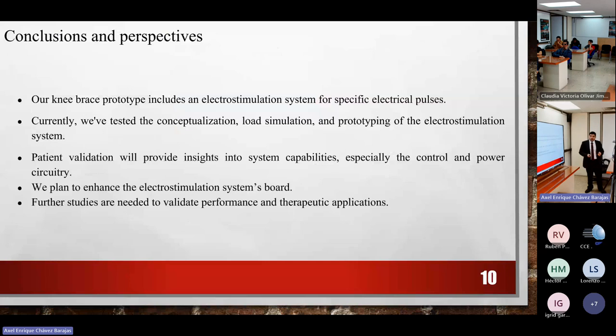Our conclusions are that our knee brace includes an electrostimulation system for specific electric pulses. Currently, we have tested the conceptualization, the simulation, the prototyping of the electrostimulation system, and a first patient validation to provide insight into the system capabilities, especially the control and power circuitry. Our perspective in the near future is to enhance the electrostimulation system board and do more work to validate performance and therapeutic applications.